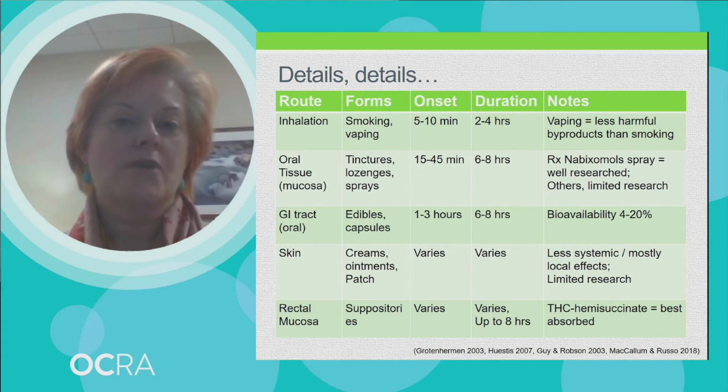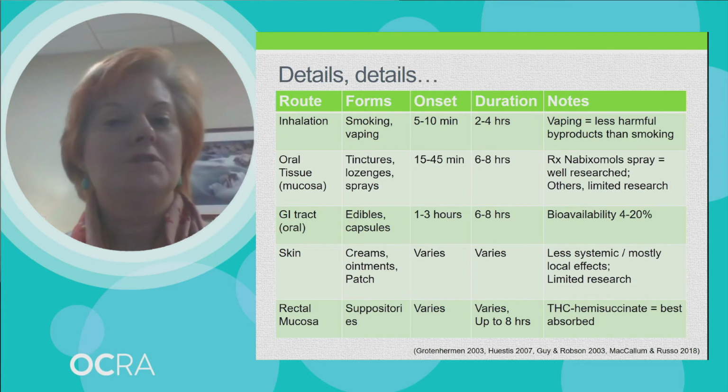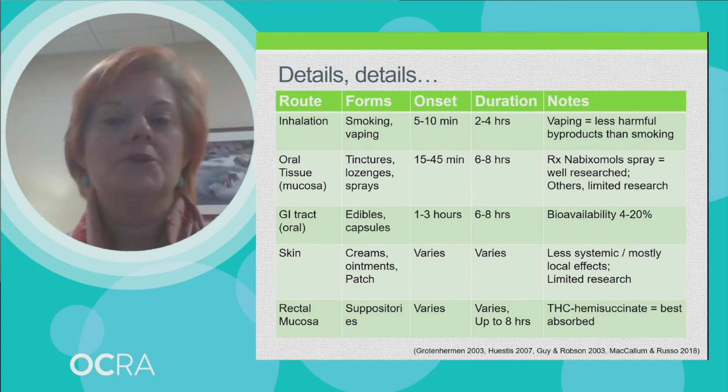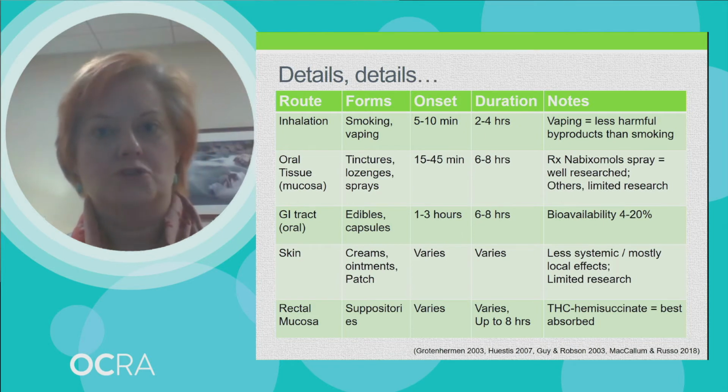It's important to note that in this form of taking in cannabis, the onset is very quick, which is what some people like about using, say, a vaporizable form of cannabis or smoking cannabis. In 5 to 10 minutes, people have maximum effect, and the duration is also fairly short, which is sometimes nice. I want to note that vaping is certainly thought to be less harmful in terms of the byproducts produced than smoking cannabis in the traditional way, like a cannabis cigarette.